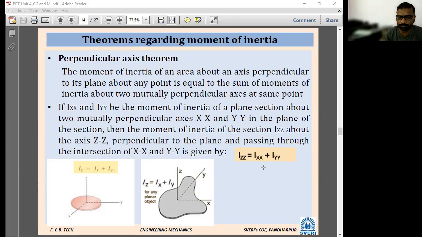Have you drawn? Yes, sir. Okay. Is it clear? Perpendicular axis theorem? Yes, sir. Okay.